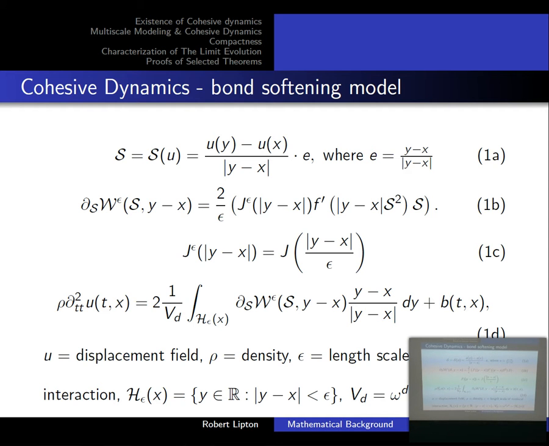Epsilon is the length scale of non-local interaction. The neighborhood of non-local interaction will be a sphere of radius epsilon. That will be the horizon. If you're a point further away than epsilon, then you're not interacting. And then the volume of the ball is just the volume of the d-dimensional ball, where this is the unit ball in d dimensions, and this is the radius to the dth power. And so here we're going to take d to be 2 and 3. So 2 in planar problems or truly 3-dimensional problems.